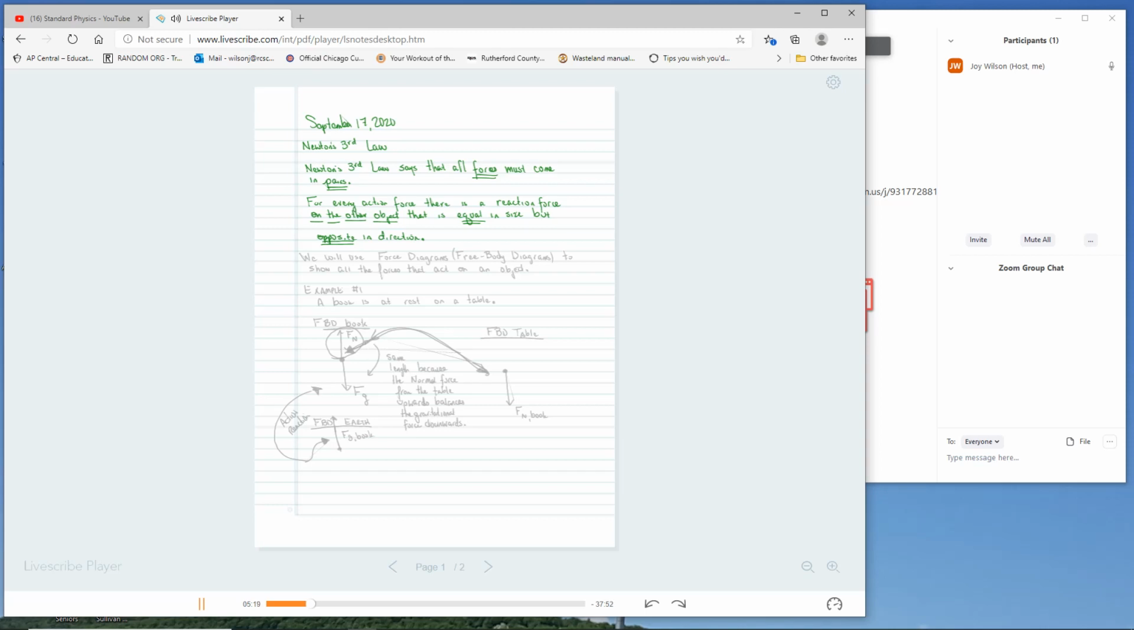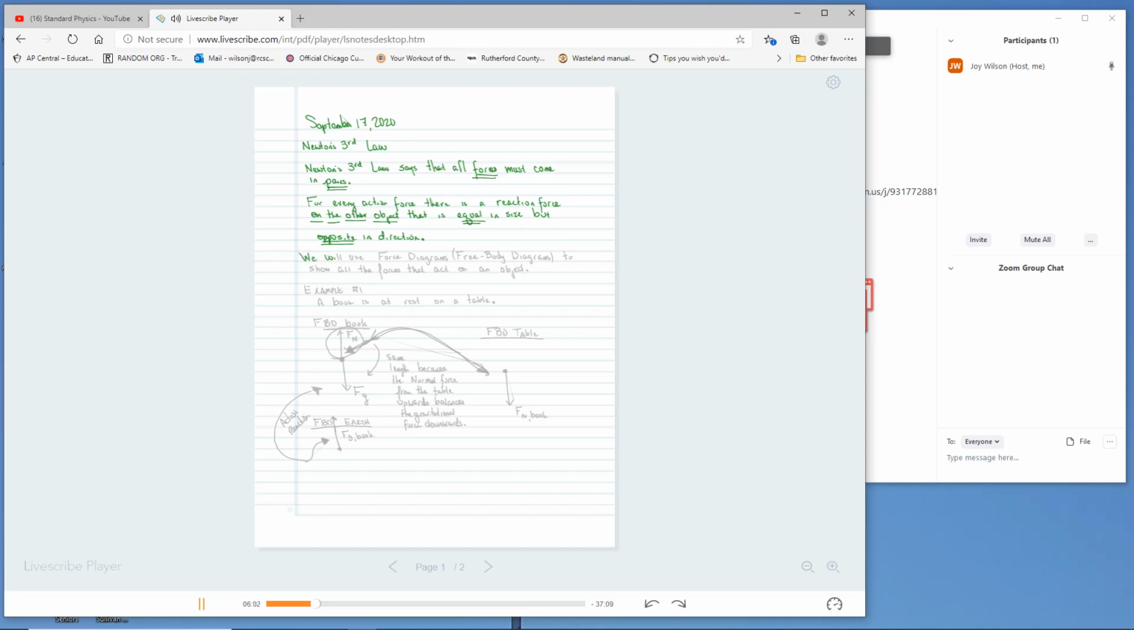One force equal in size, but opposite in direction. So basically, there's an upward force, but then there's also gravity pointing down. But on a different object. And that's going to be huge in terms of how we apply this. So there's what Newton's law says.